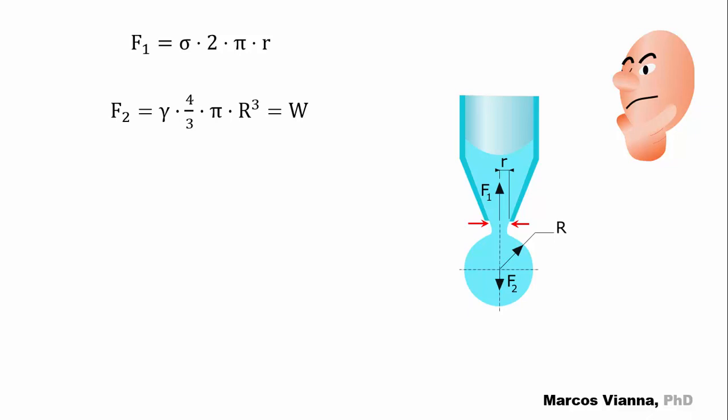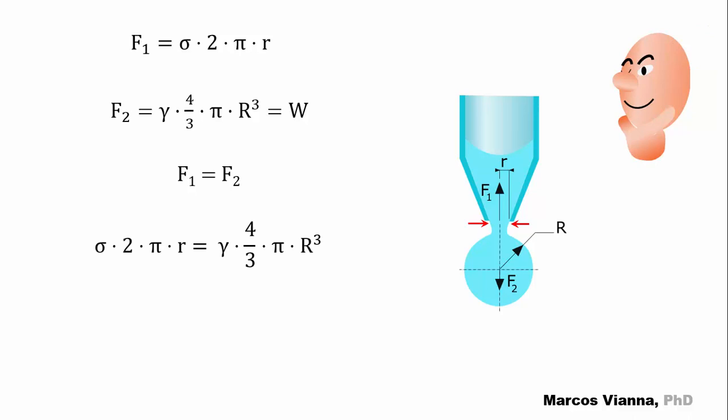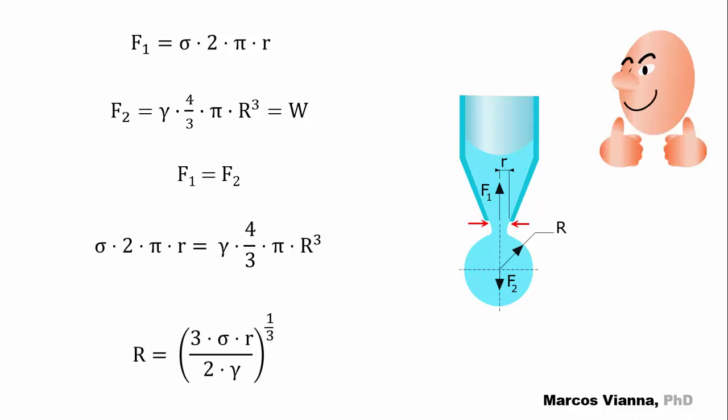The weight of the droplet will be equal to gamma times 4 over 3 times pi r to the third. So, at the critical condition, we'll have F1 equals F2, which means sigma times 2 pi r equals gamma times 4 over 3 pi r to the third. Thus, r equals (3 sigma r over 2 gamma) to the 1/3.